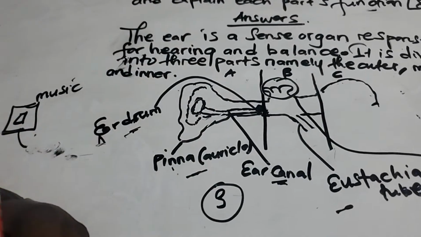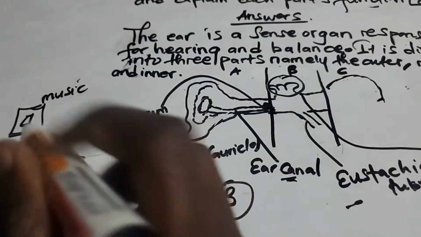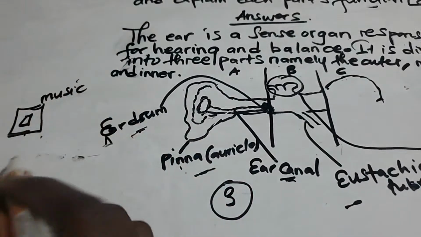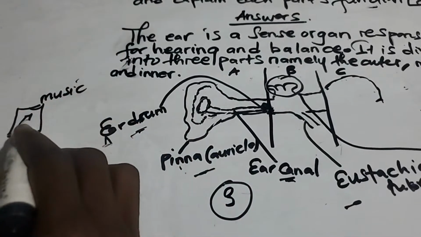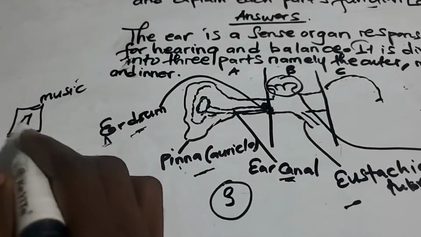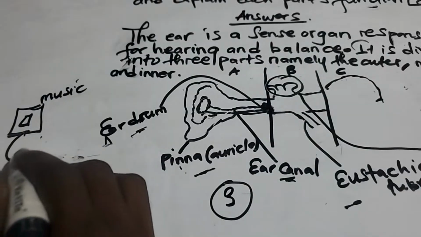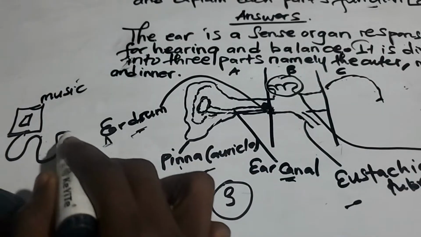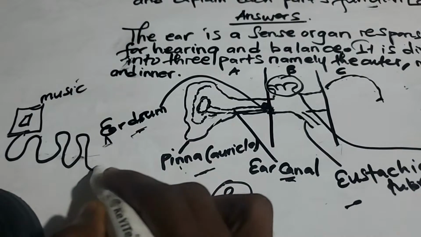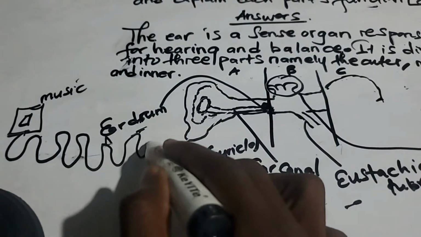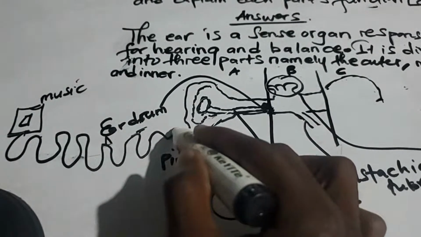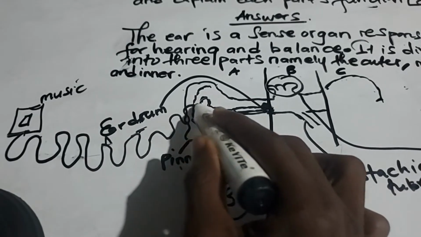Let me say there is a party somewhere and they are playing loud music, or rather just music. The sound coming from there is in the form of waves. This is how it moves. Then this sound is the one which is going to enter the ear.